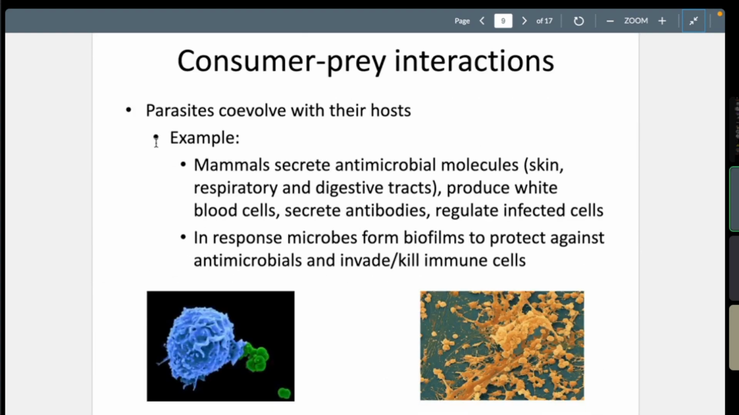Consumer-prey interactions continued. We go into parasites. Parasites evolve with their host. Mammals secrete antimicrobial molecules, produce white blood cells, and secrete antibodies to regulate infected cells.